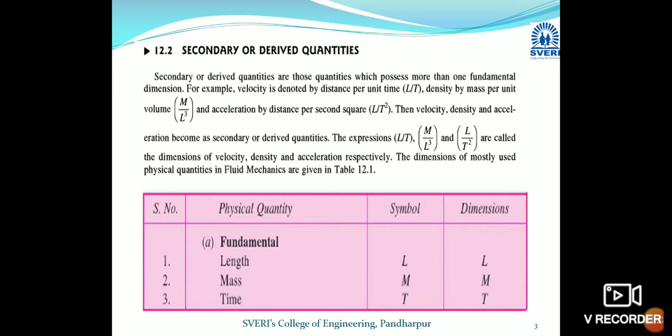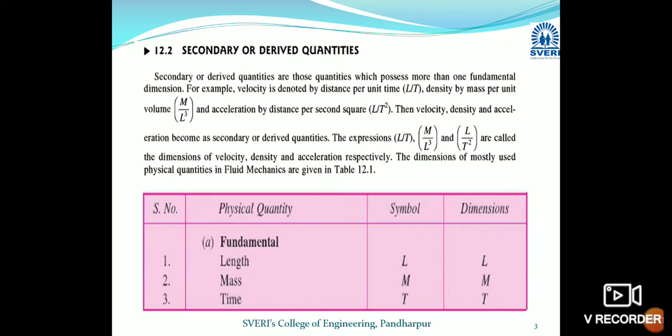As we have learned, in fluid mechanics there are some fundamental dimensions that are nothing but mass, length, time, and if temperature is involved, theta. These are the fundamental dimensions. And some quantities are derived from these fundamental dimensions by using some laws or some empirical relations. Those quantities are called derived quantities or secondary quantities. These derived quantities possess more than one fundamental dimension.